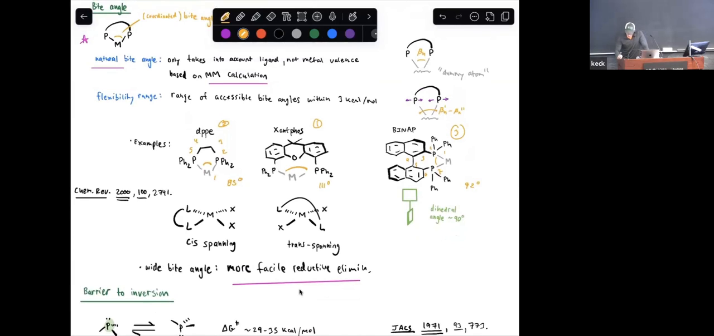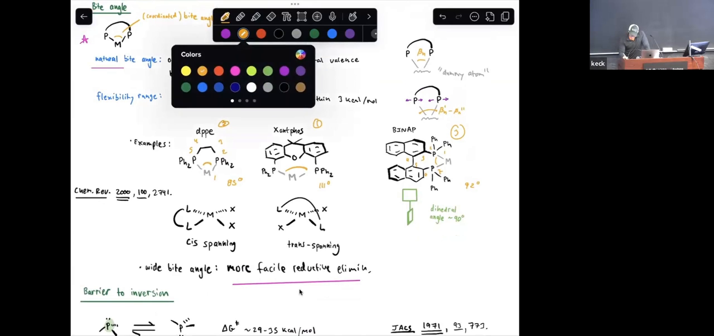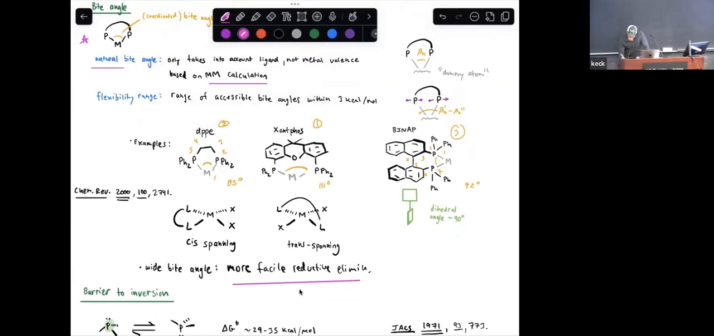And I'll just linger on Xantphos, particularly because it has this interesting property that the bite angle is wide enough that it can adopt this additional coordination mode, which we call trans-spanning. So very wide bite angle ligands have this ability to coordinate in a trans fashion in a square planar metal. But Xantphos is kind of on the edge here, so it can actually coordinate both. DPPE and BINAP are typically only cis.